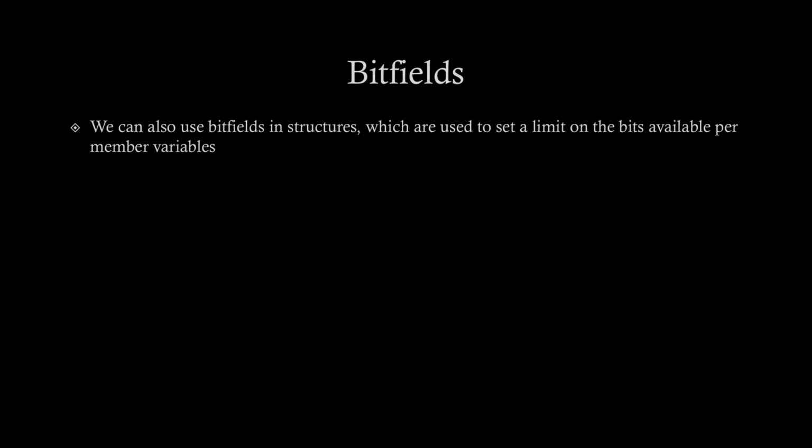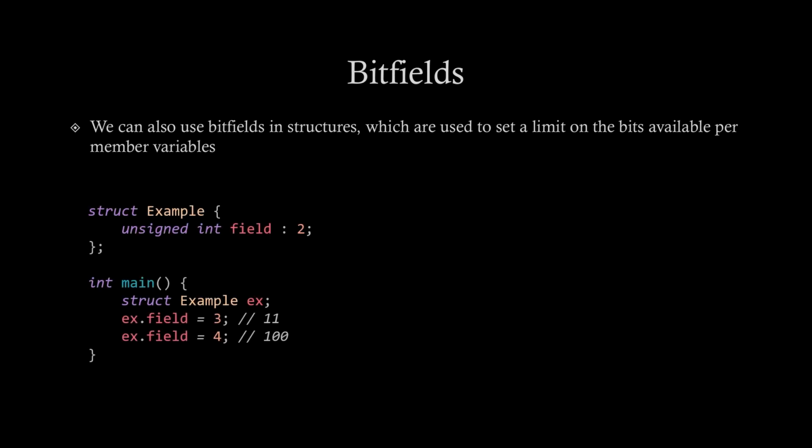Now, the final topic we'll go over is something called bitfields, which are used to set a limit on the bits available per member variable. So here we have an example of a structure with a member variable called status and a set bit field of 2. When we try and set a value of 3 to the variable, it works because 3 takes up 2 bits. But if we try and put in 4, it doesn't, as 4 takes up 3 bits, and what happens is up to the compiler you're using. So some will truncate the value, making it 0, while others may issue a warning.